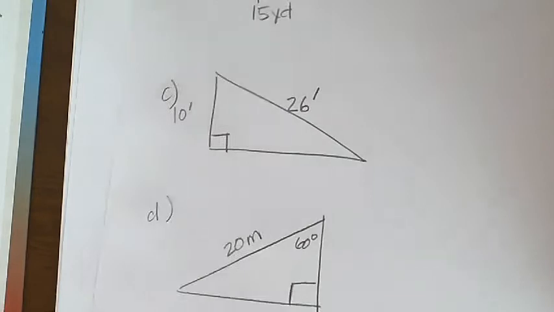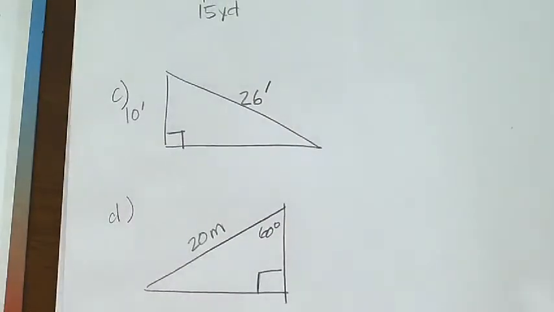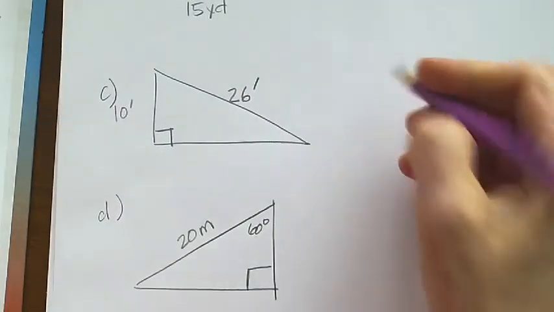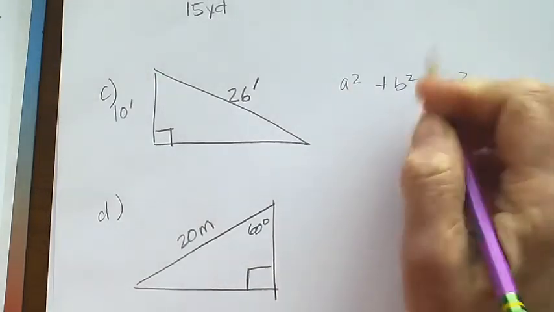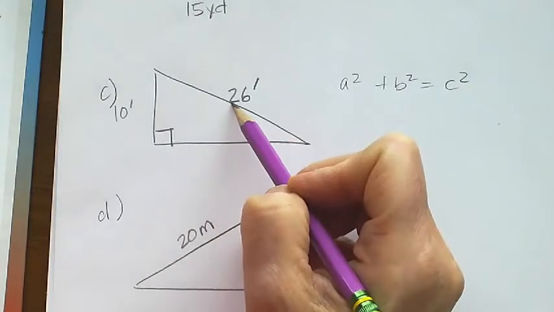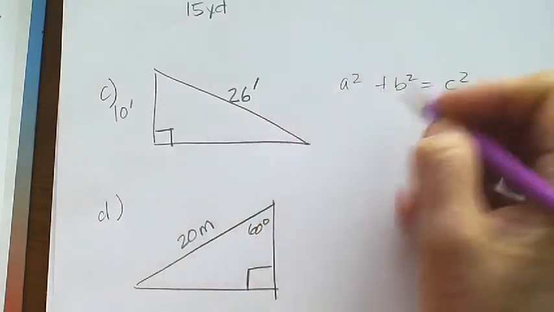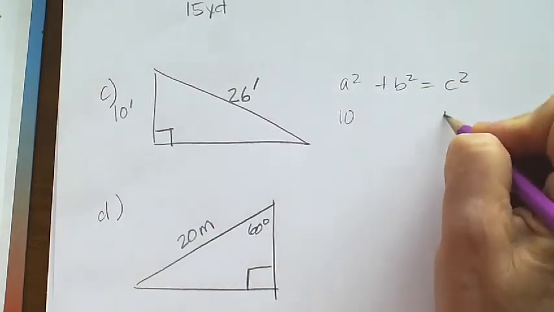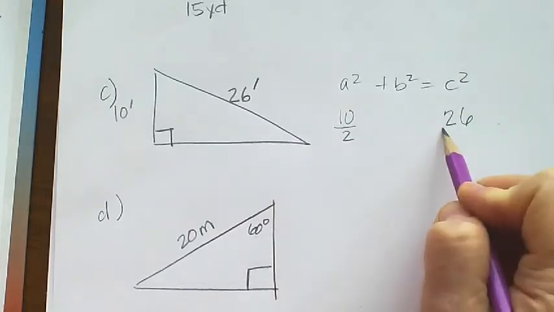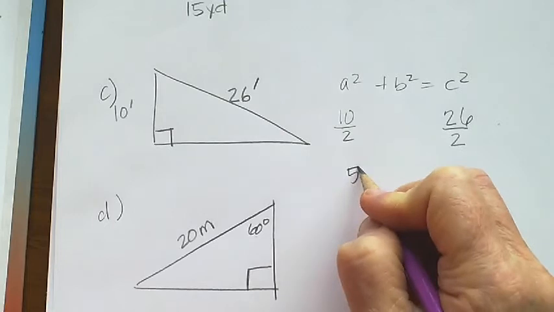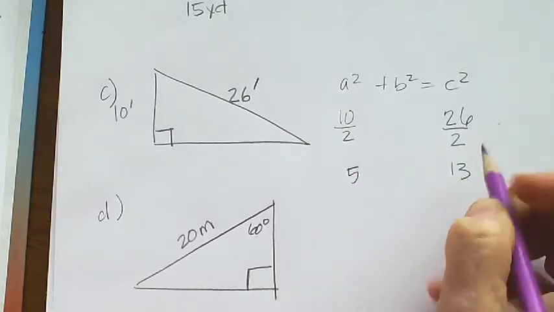Okay, C, we don't have any angle measures for the acute angles, so this is a triple. Let's divide by the greatest common factor. So the largest number that goes into 10 and 26, I'll put the 10 here and the 26 here, is 2. So let's divide by 2. That's going to give me a 5 and a 13.